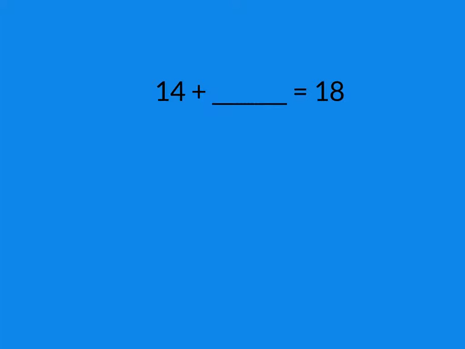Okay, so for this problem, you're going to start at 14. You're going to end, you're going to stop counting on at 18. So go ahead and do that with me. 14, 15, 16, 17, 18. So I can see from there, I have 1, 2, 3, 4. So my answer, my missing addend is 4.